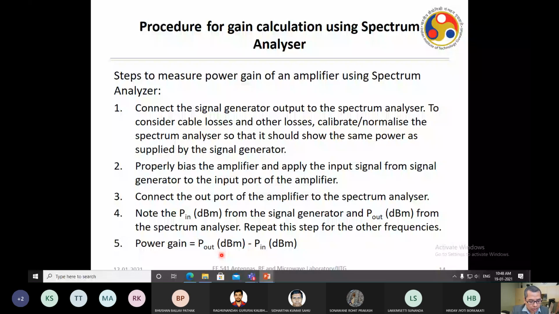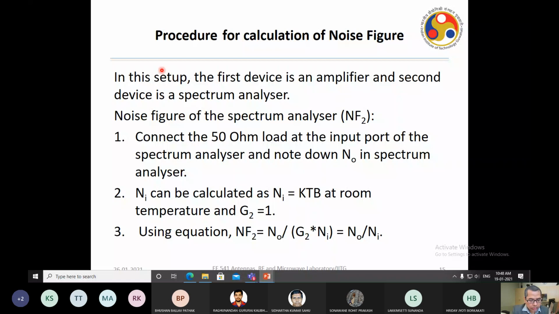So we have the power gain of the amplifier. That was your G1 in the previous equation. We have G1. We also want to know what NF2 is, that is the noise figure of the spectrum analyzer. How do I do that? It's very simple, three steps here.